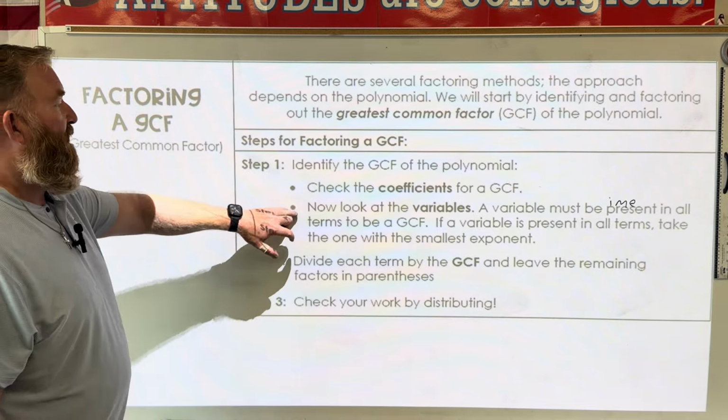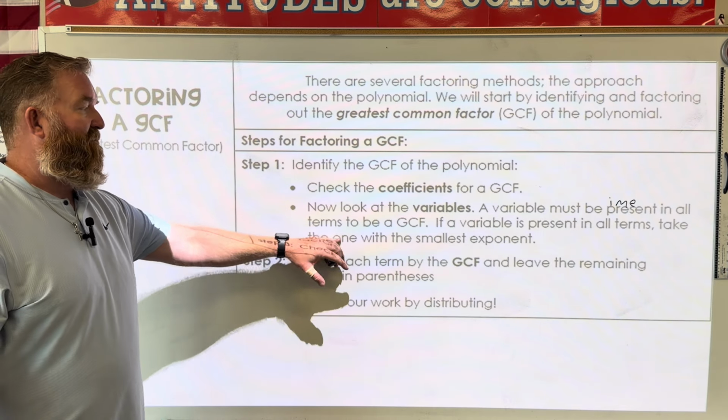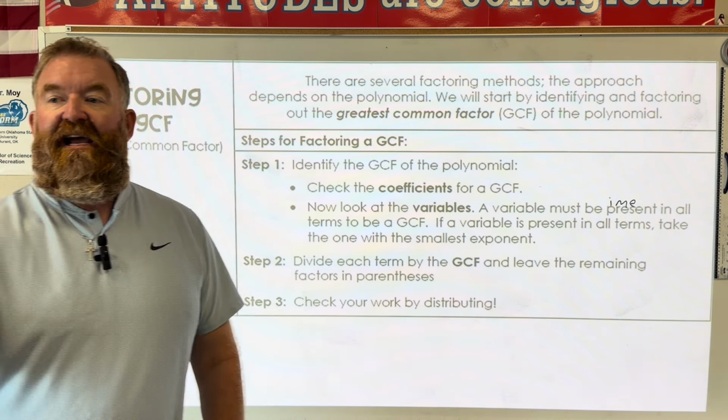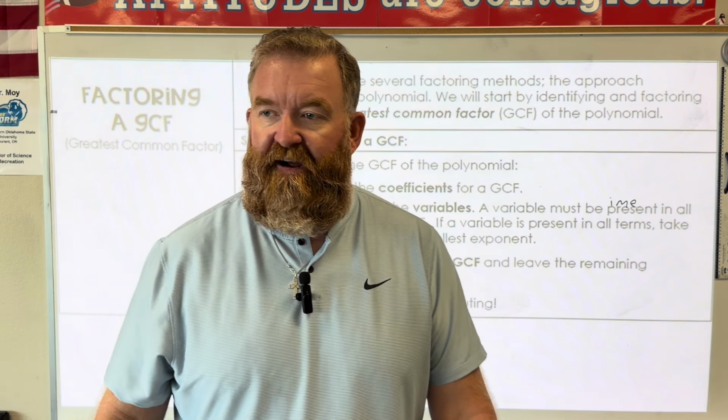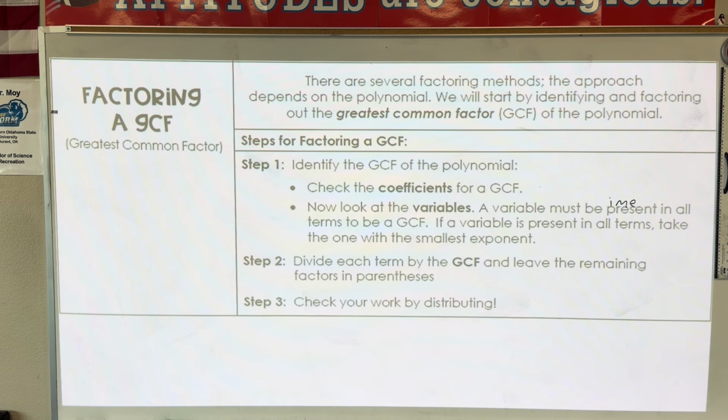All right? Then we're going to look at the variables. A variable must be present in all terms to be a greatest common factor. So if I have an A in both of them, that's my greatest common factor. That is my term that goes into both. If I have a B or a C or whatever, I'm going to be looking at variables.